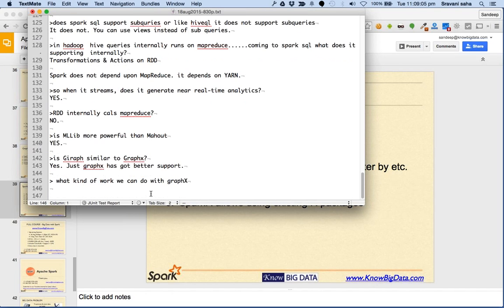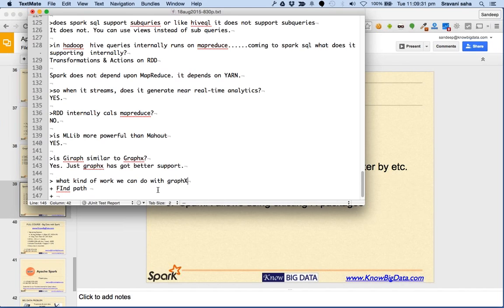Now, next question from Vikram is, what kind of work can we do with GraphX? GraphX can help you even find a path in a network of vertices. Okay, so you can find a path.